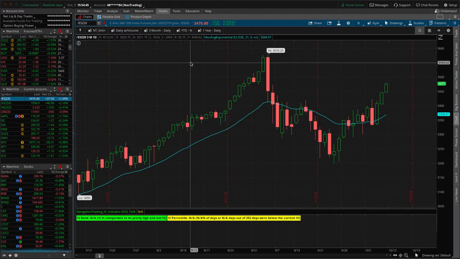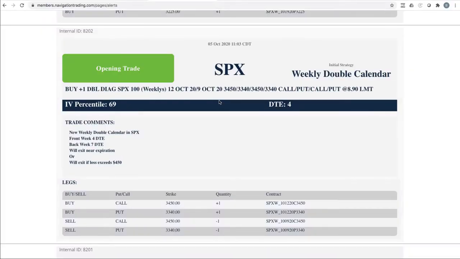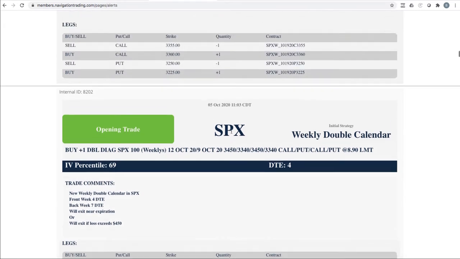And with that, let's jump into the alerts. Starting with Monday, we had an opening trade in SPX, a weekly double calendar. We ended up closing that out on Thursday and just booked a tiny profit, basically a scratch. The implied volatility contracted between the front and the back week with the big up move in the market, so we didn't get the opportunity to book a really nice profit, but still booked a green trade nonetheless.